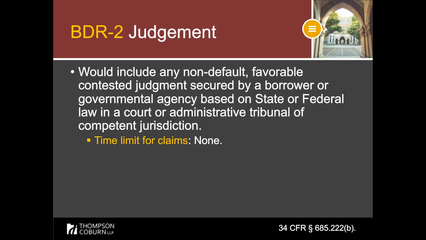So what do I mean by judgment? We're talking about a non-default, favorable, contested judgment secured by a borrower, or a government agency, by the way, based on state or federal law in a court or administrative tribunal of competent jurisdiction. So basically it's already been litigated, in a sense. And at this point, the borrower is showing up to the Department of Education saying, look, I already got a decision by a competent court or administrative tribunal that the school did what I'm alleging they did.